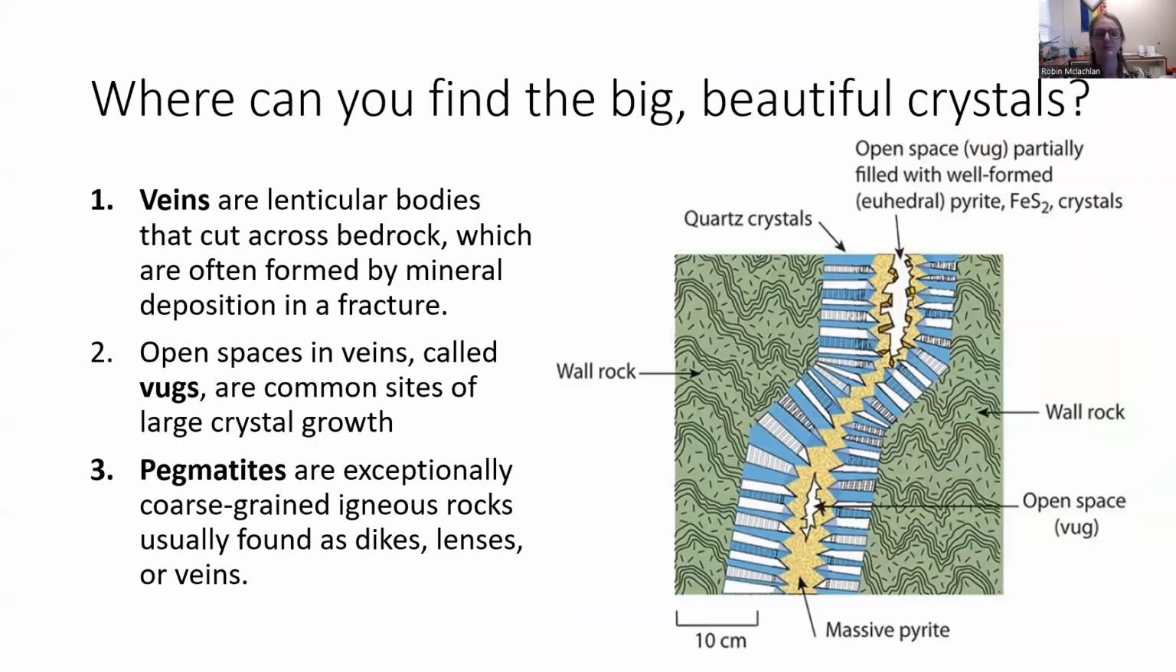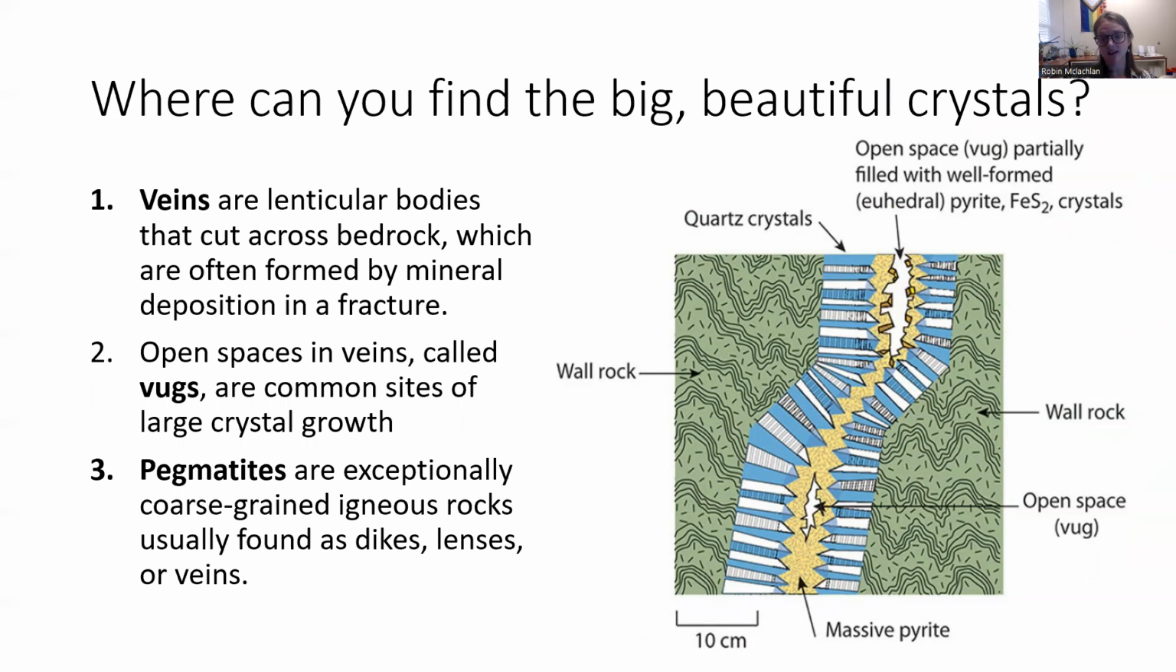All right, so where can you find these big, beautiful crystals? Well, we often find them in veins. These are lenticular bodies that cut across the bedrock. Basically, think of having a rock. That rock gets split somehow, there's a crack in it, and then those crystals can form in that open space.